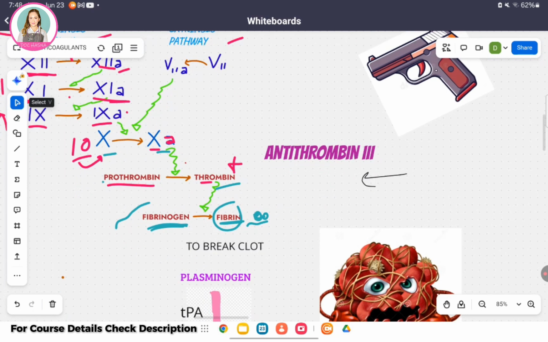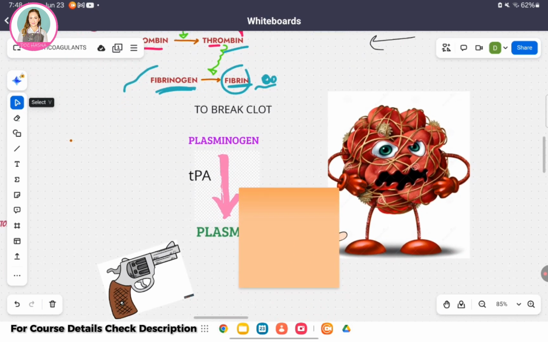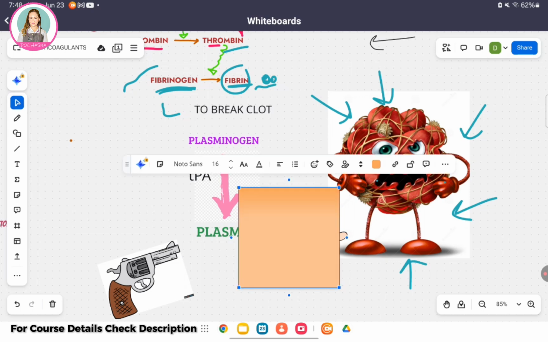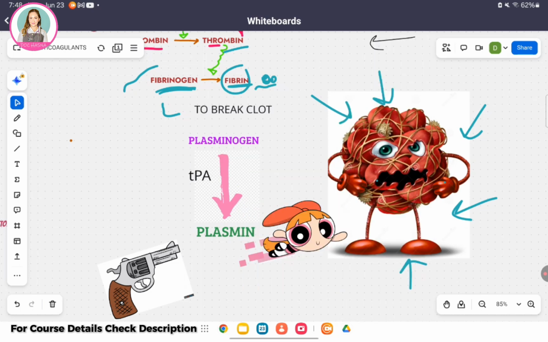Now, if you want to break this clot, suppose a fibrin clot is formed. Like a monster is formed because of fibrin. Okay, a monster is formed. A bunch of platelets and fibrin together, a monster is formed. We're scared of the monster. We need to bring a hero to save us from this bad guy. So let's introduce the wildcard entry of hero number 2. Who is it? It's plasmin.